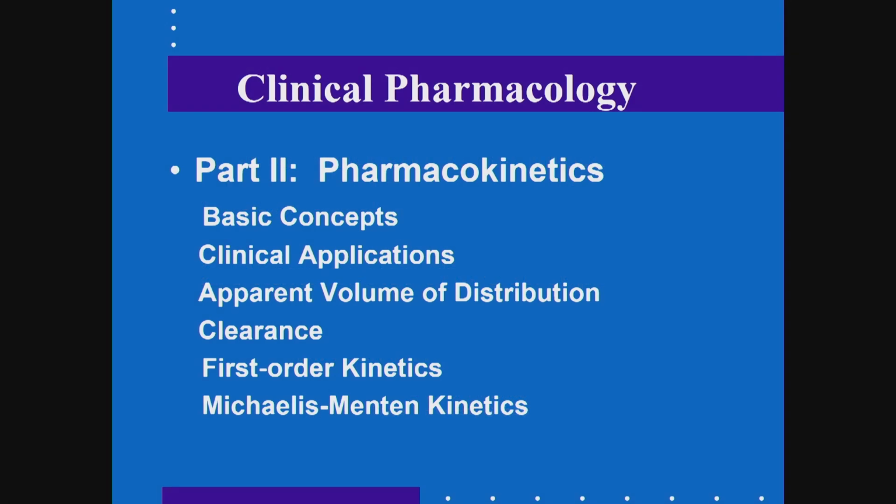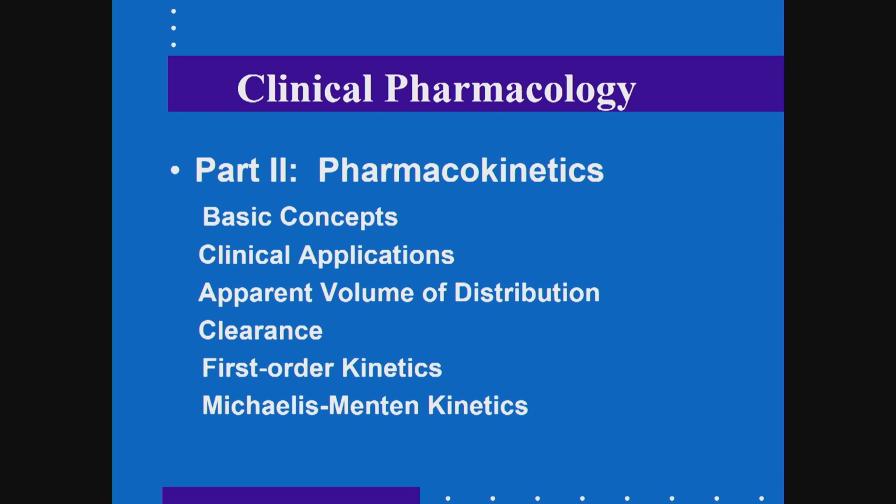Let us move to the second phase of our conversation today and introduce you to the basic concepts in pharmacokinetics and its clinical applications. We will talk about the apparent volume of distribution and the clearance parameters. These are two parameters that we call primary pharmacokinetic parameters. Then we will address first-order kinetics.